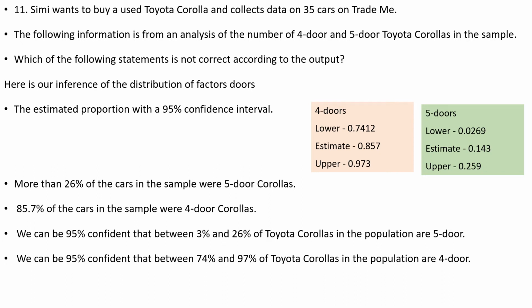More than 26% of the cars in the sample were 5-door Corollas. That's the first statement. Second statement, 85.7% of the cars in the sample were 4-door Corollas. Next one, we can be 95% confident that between 3% and 26% of the Toyota Corollas in the population are 5-door. Last one, we can be 95% confident that between 74% and 97% of Toyota Corollas in the population are 4-door. So just choose the one that is definitely not correct.